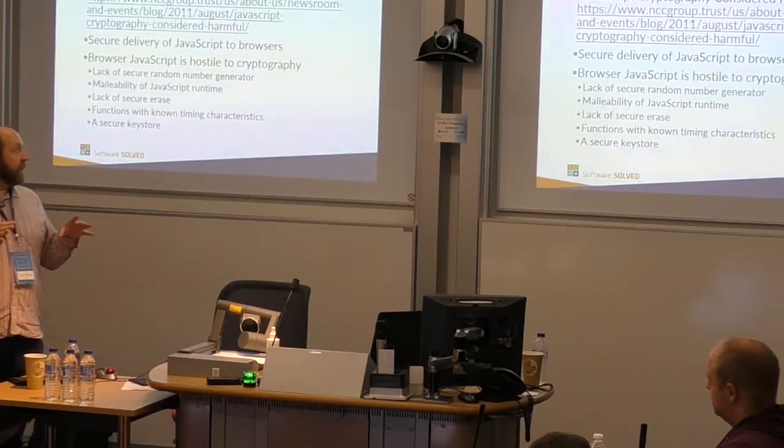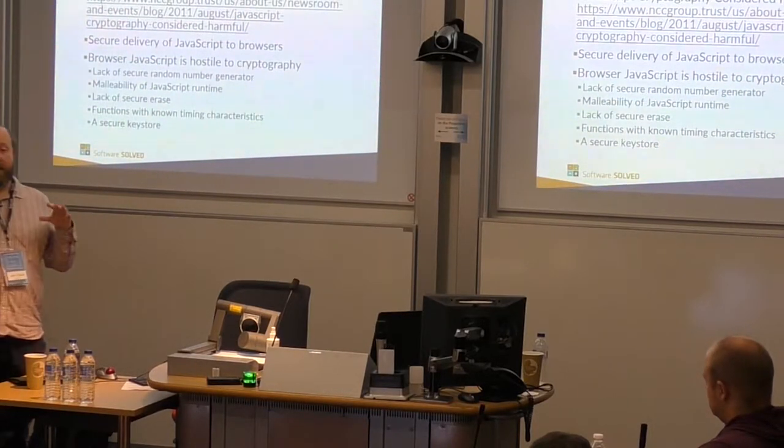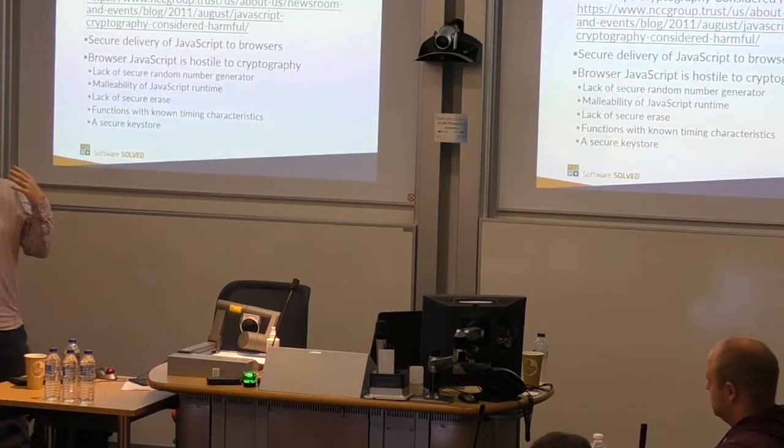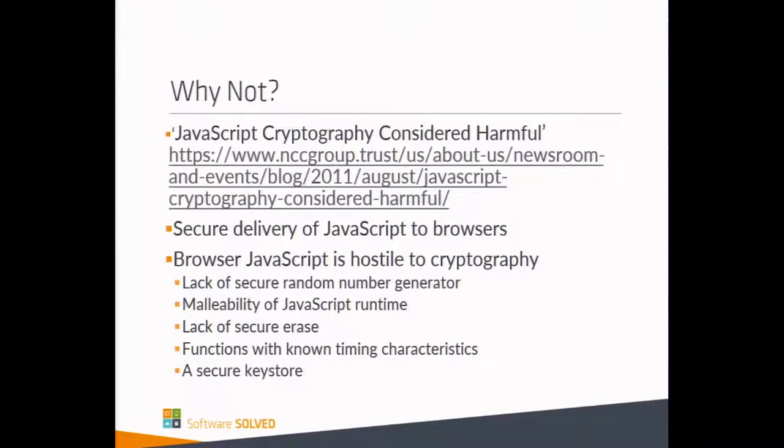The other side, which we do need to think about, is how the browser JavaScript environment is hostile to cryptography for a number of reasons. A lack of secure random number generator, which is critical to a decent encryption implementation. The malleability of JavaScript runtime. So at runtime, you can go and inspect what's going on, look at the memory, put your own code in there. That is an issue for encryption.